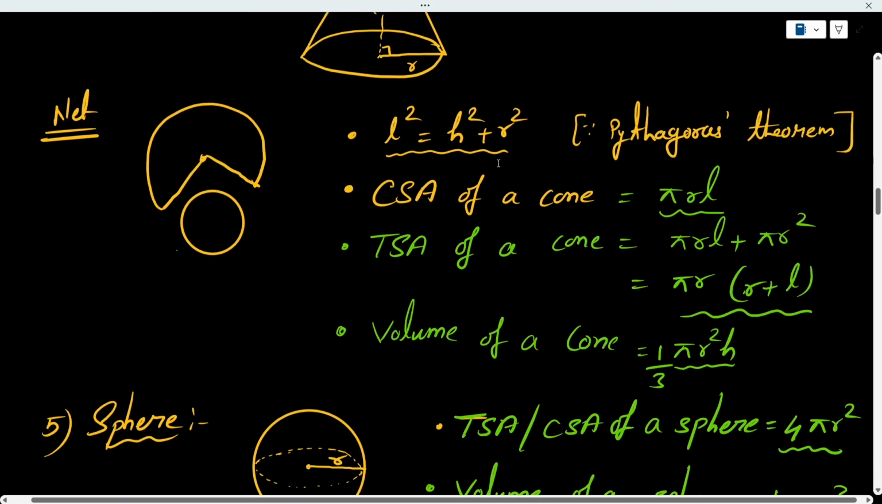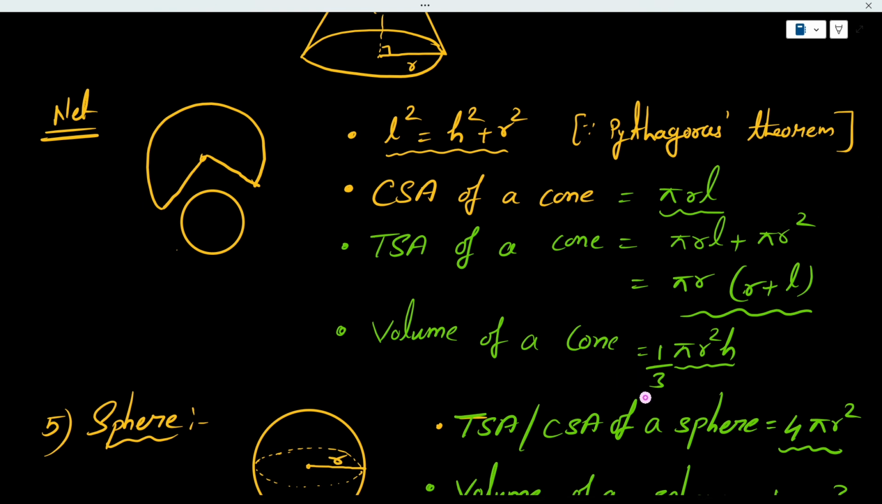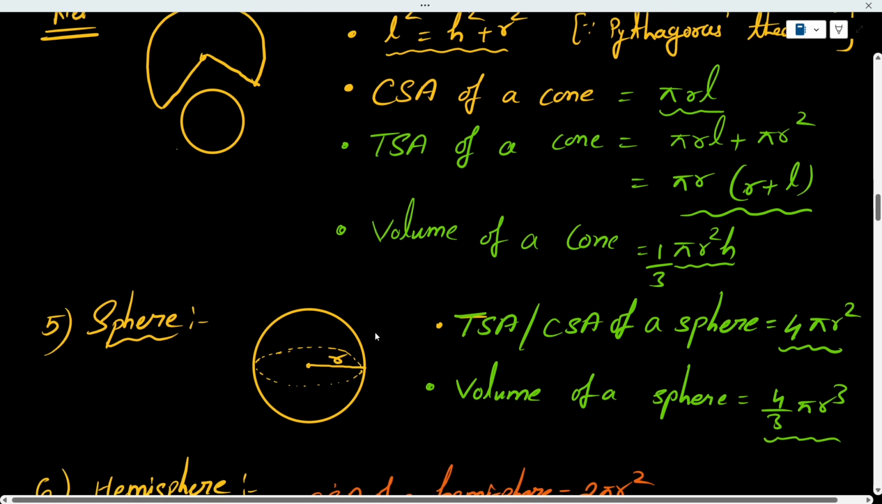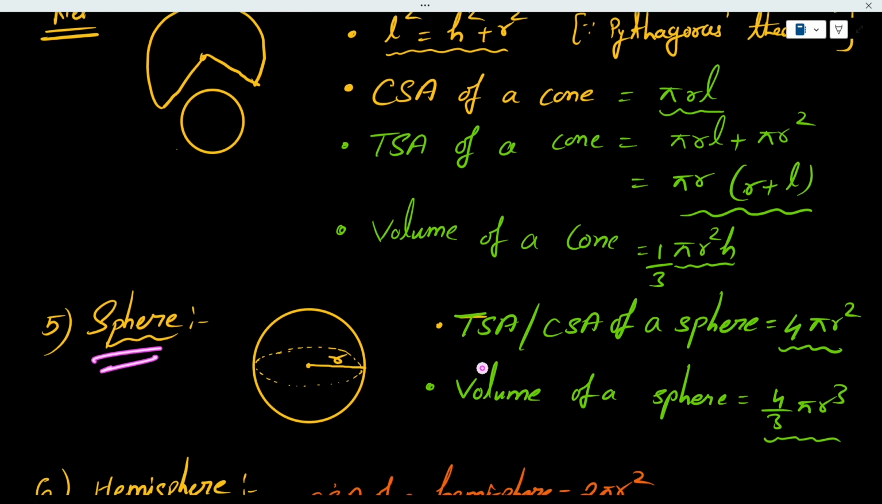And what is the volume of the cone? It is always 1/3 of the cylinder volume. That 1/3 of pi r square h is going to be the cone's volume, right? After that, the next figure is the sphere.